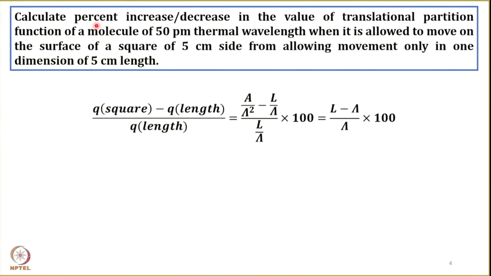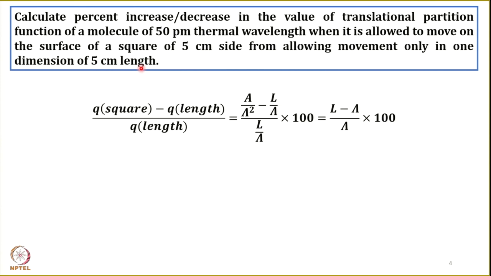Now let us look at a numerical problem which is based upon translational partition function. The question is, calculate the percent increase or decrease in the value of the translational partition function of a molecule of 50 picometer thermal wavelength when it is allowed to move on the surface of a square of 5 centimeter side, from allowing movement only in one dimension of 5 centimeter length.